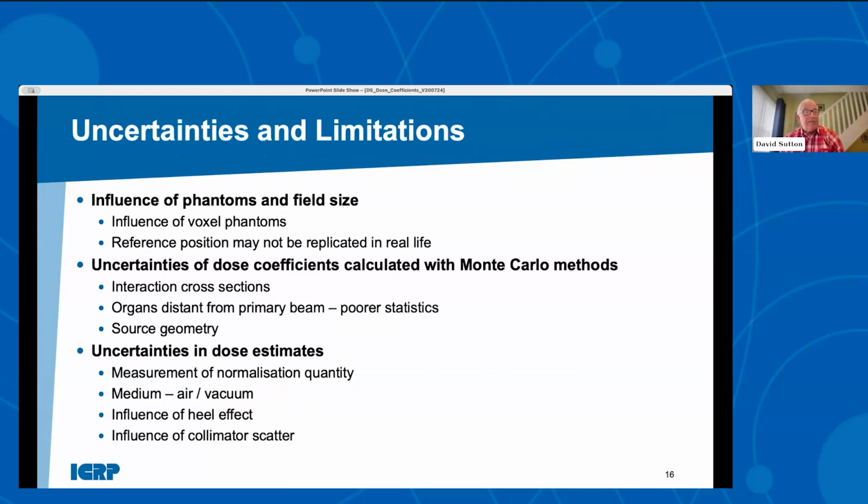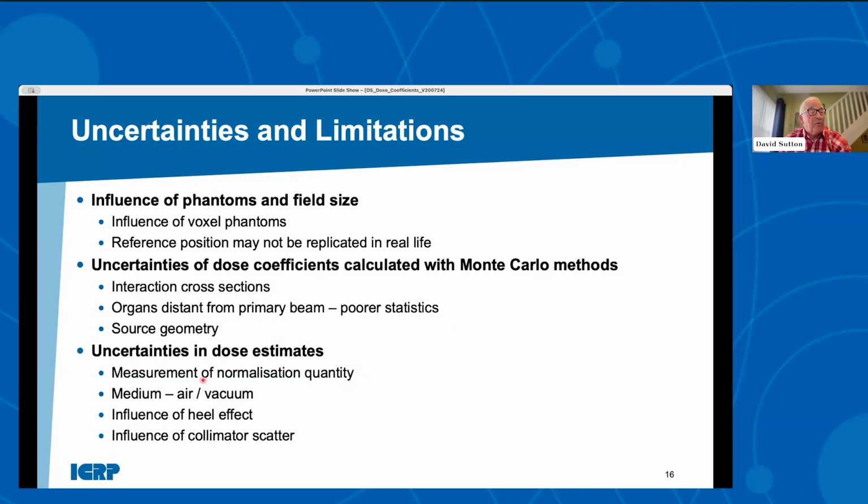So moving on, and as you might expect, the report includes some consideration of the uncertainties and limitations involved in the work. Topics include, as listed here, the influence of the voxel phantom itself, the fact that the reference field position might not be replicated in real life, the uncertainties in the interaction cross-sections used in the Monte Carlo calculations, the fact that, as Jansu mentioned, organs distant from the primary beam will have poorer statistics than organs in the primary beam, source geometry, uncertainties in the dose estimates themselves.